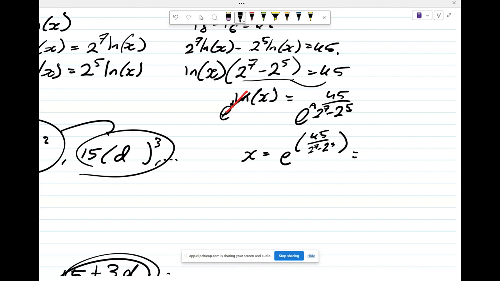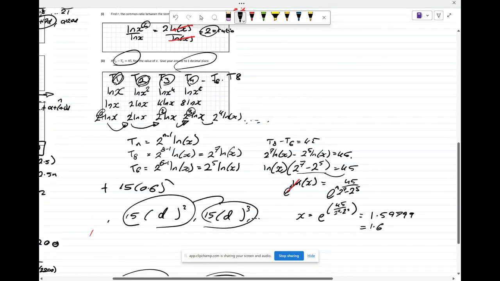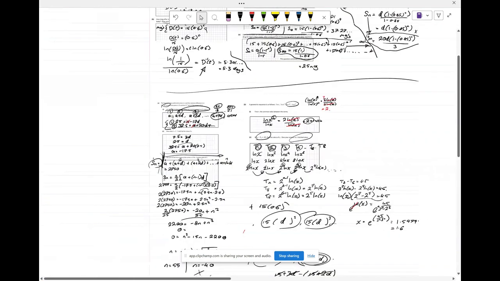So let's do that. E, wherever it's hiding on my calculator. There it is, e to the power of 45 over 2 to the power 7 minus 2 to the power 5. And this is 1.59799. So that's 1.6 to one decimal place. Perfect. So yeah, that's the whole question done there.